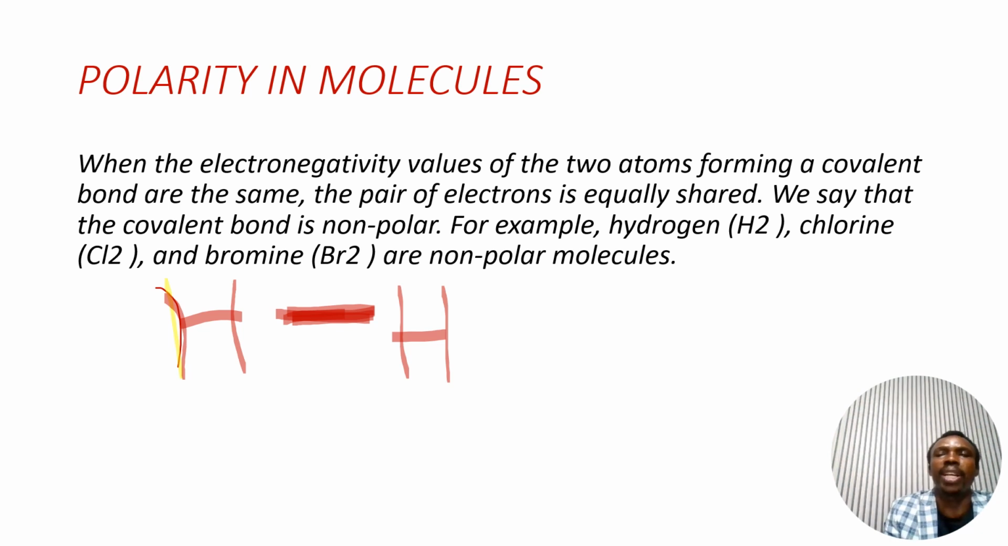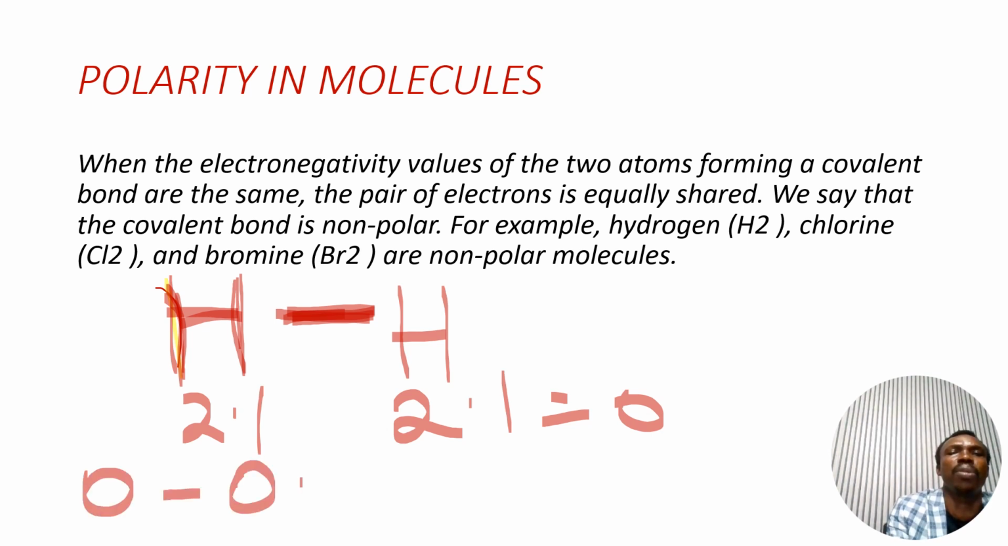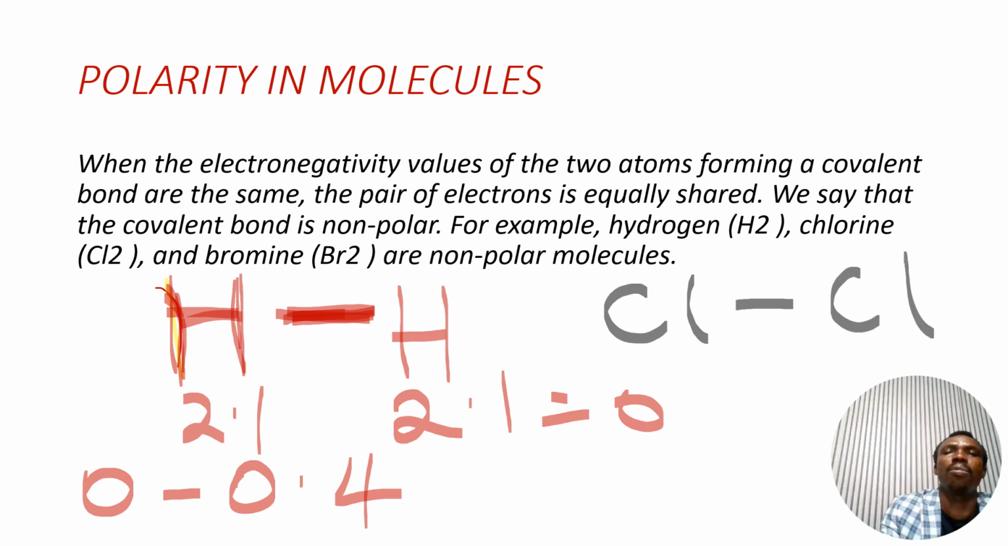Now, if you look at the electronegativity difference, the electronegativity value for hydrogen is 2.1, and the electronegativity value for the other hydrogen is 2.1. So 2.1 minus 2.1 is equal to 0. If the electronegativity difference is within the range of 0 to 0.4, the covalent bond is said to be non-polar. If you look at chlorine, this is Cl single bond Cl. One chlorine atom has an electronegativity value of 3.0, and the other chlorine atom is also 3.0.